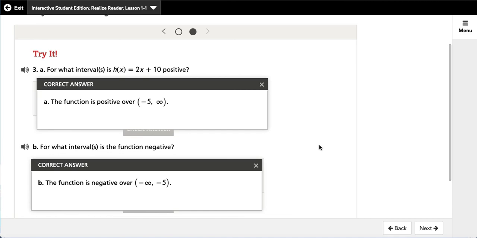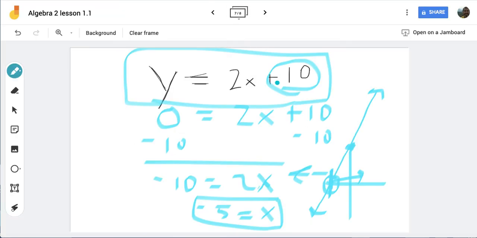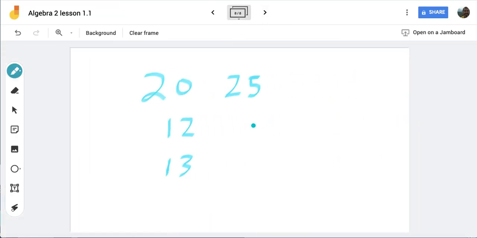Okay, hopefully that was enough practice for you to tackle the following problems: 20, 25, 12, and 13. That's it for this example.